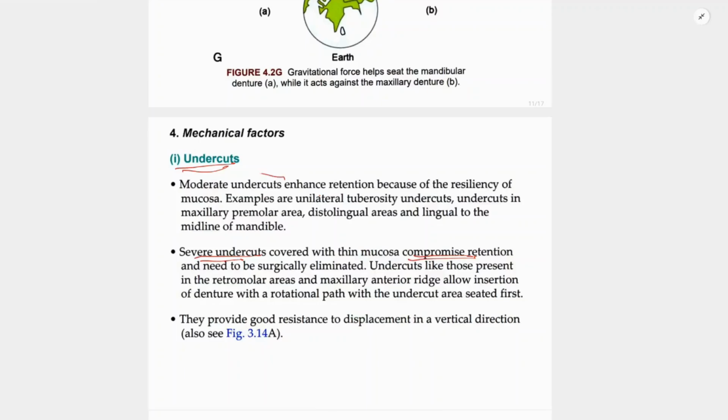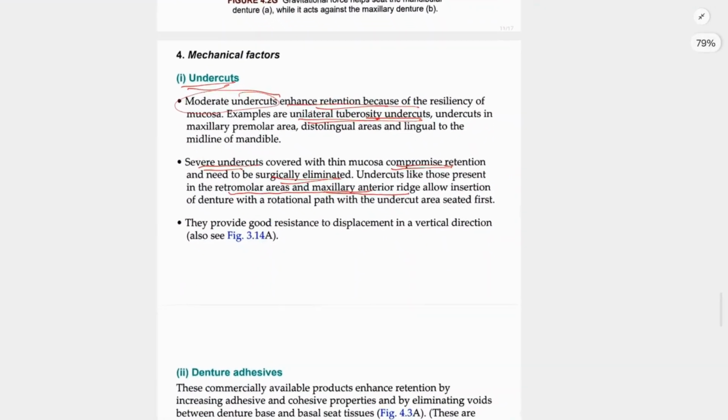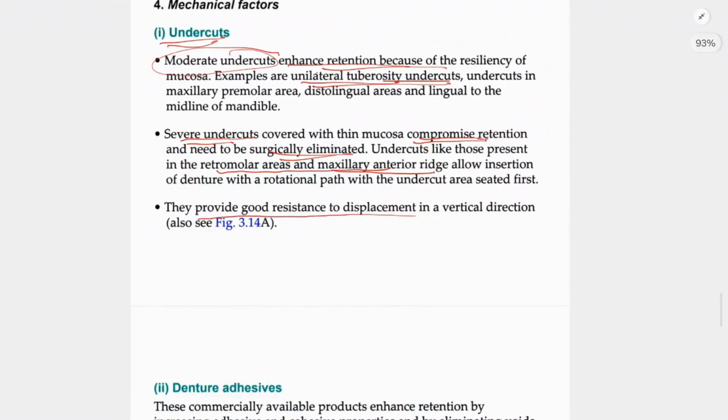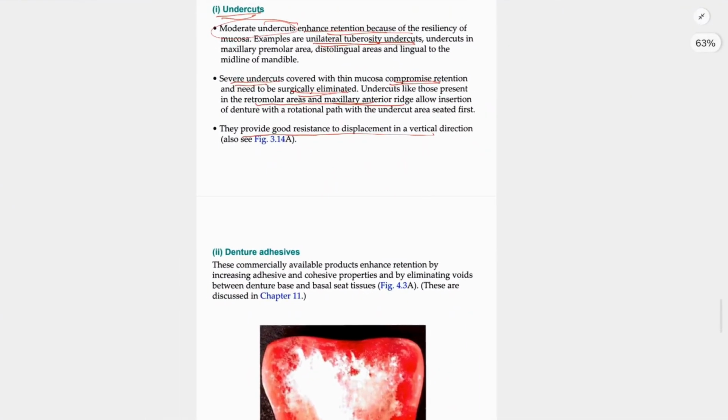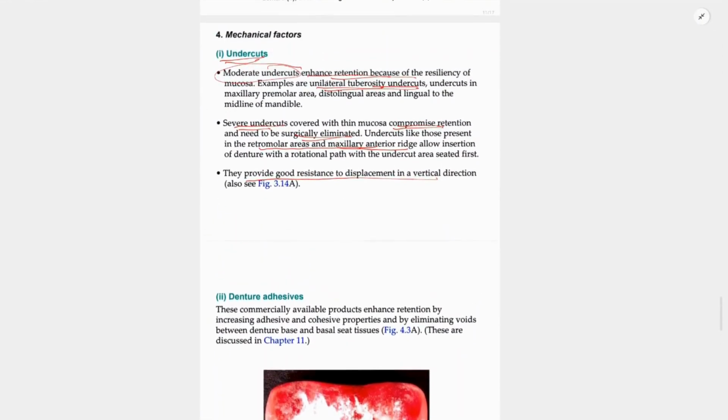So in undercuts, moderate undercuts enhance retention, and one example that you can learn is unilateral tuberosity undercuts. Severe undercuts compromise the retention and need to be surgically eliminated. Undercuts like those present in the retromolar areas and maxillary anterior ridge allow insertion of the denture with a rotational path, with the undercut area seated first. They provide good resistance to displacement in the vertical direction.